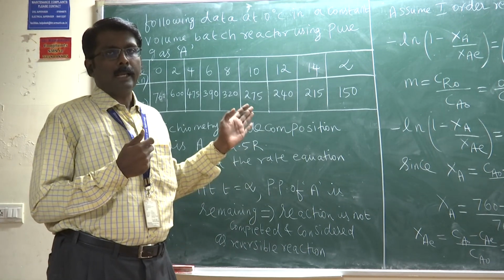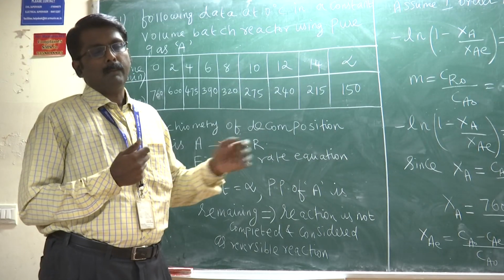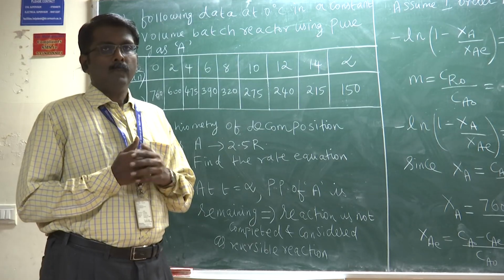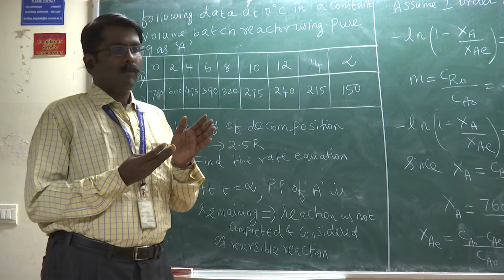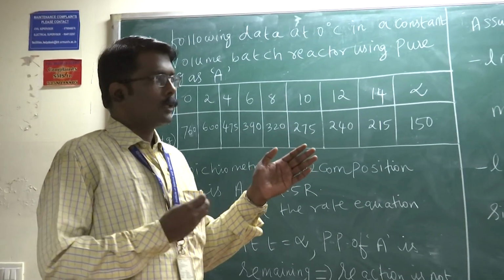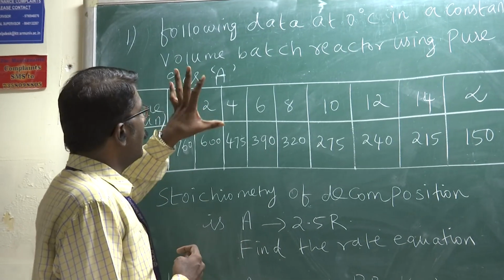So we need the data from experiment, mainly the kinetic data, to find the kinetic parameters such as rate constant and reaction order. Now to explain the procedure for calculating the kinetic parameters out of the data, let us work out a problem here. This problem statement is given here.